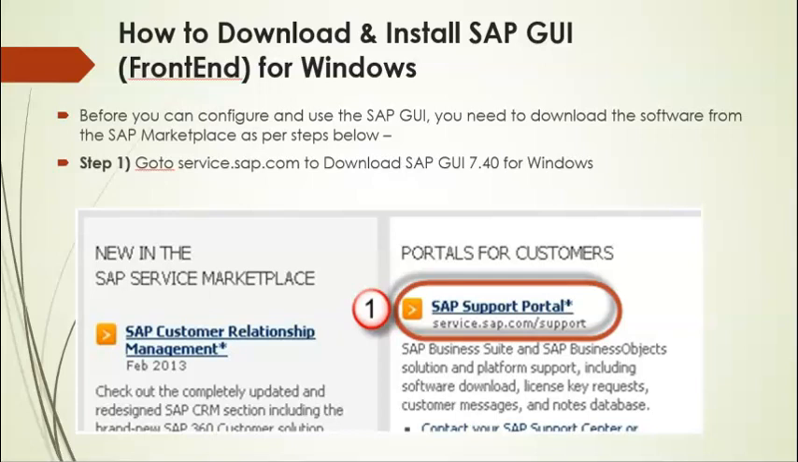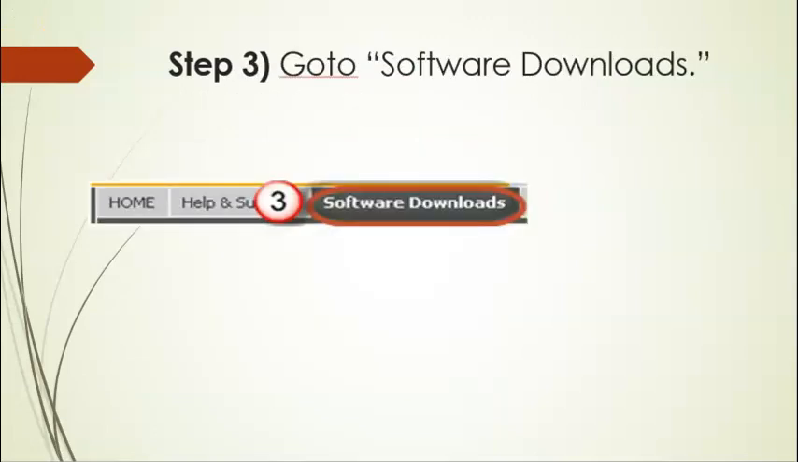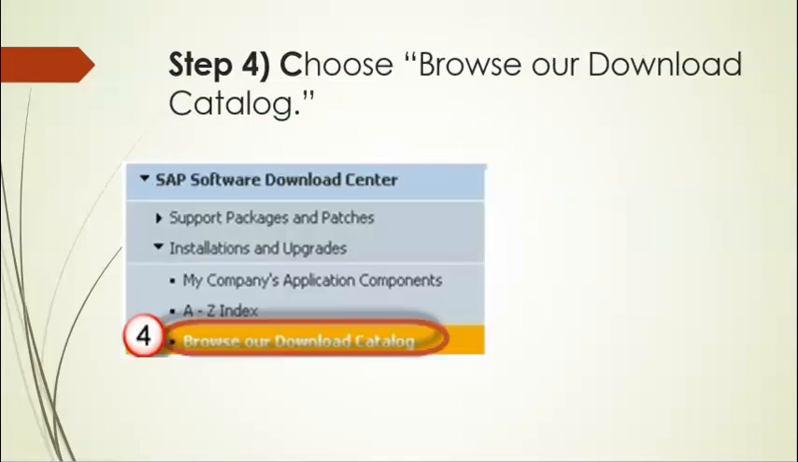Go to service.sap.com to download SAP GUI 7.40 for Windows. Step 2. Enter user and password as provided by SAP. Step 3. Go to Software Downloads. Step 4. Choose Browse our download catalog.